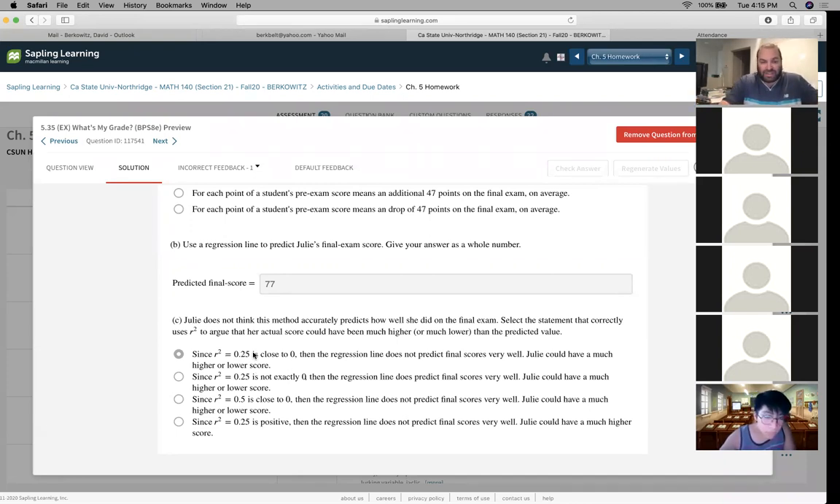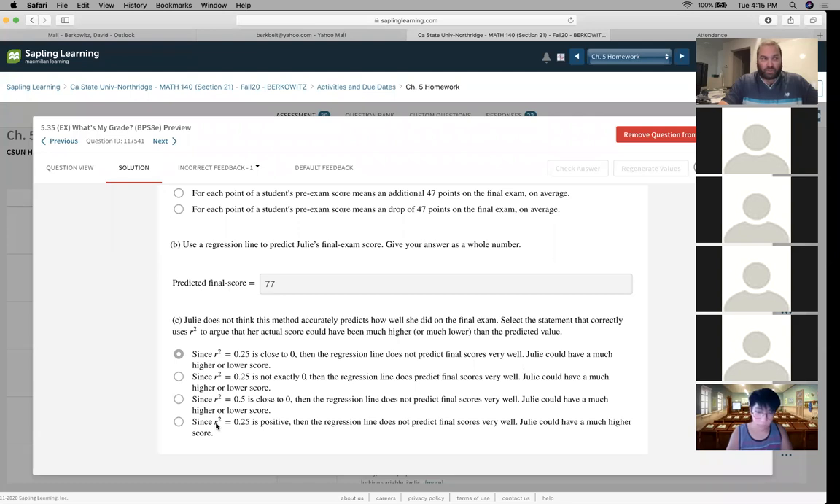Let's look at the first one. Since it's close to 0, the regression line does not predict final scores very well. Julie could have a much higher or lower score. The next one says, since it's not exactly 0, the regression line does predict final scores very well, and it could have been much higher or lower. And the last says, since R squared is positive, the regression line does not predict final scores very well. Julie could have a much higher score. Well, first of all, this makes no sense. R squared is always going to be positive, unless R is 0.